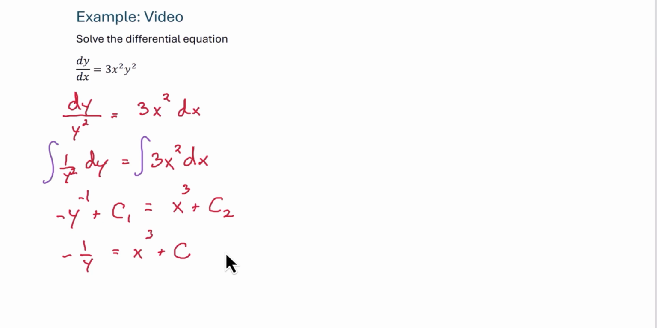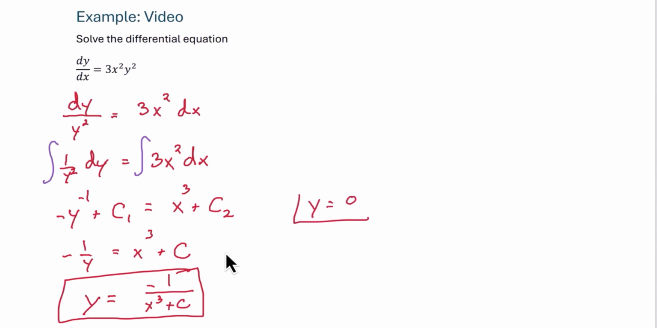Now let's see if we can solve for y. We'll get y equals negative 1 divided by x cubed plus c. Note that we also have y equals 0 as a solution. When solving, up here we divided by y squared, which assumes that y is not equal to 0. So we still need to check to see if y equals 0 works. And we can do that.